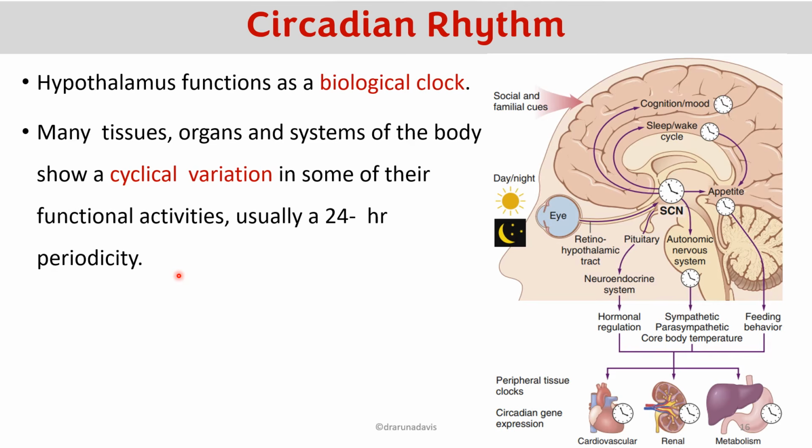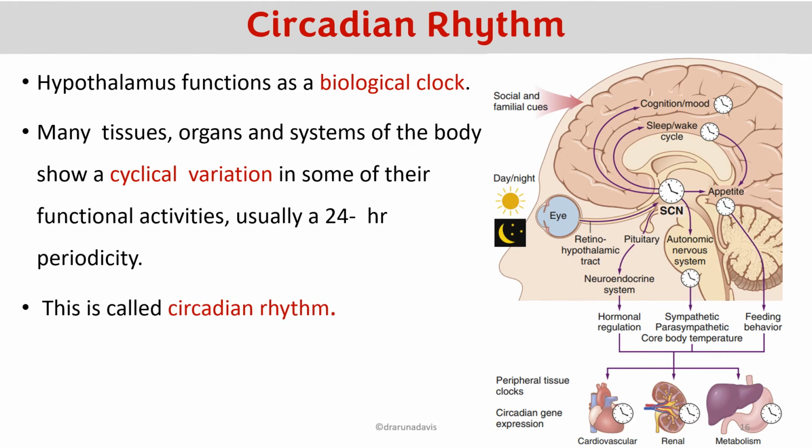You have to remember that there are many other clocks present in the body. Obviously you've got a sleep-wake cycle, but you've got an appetite cycle also, which regulates your feeding behavior. You've got a temperature cycle. You've got different hormonal cycles. Therefore we've got circadian genes in all systems of the body, in your cardiovascular system, renal system, and in your metabolism. So you've got a lot of biological clocks that are regulated by the hypothalamus. That is called the circadian rhythm.